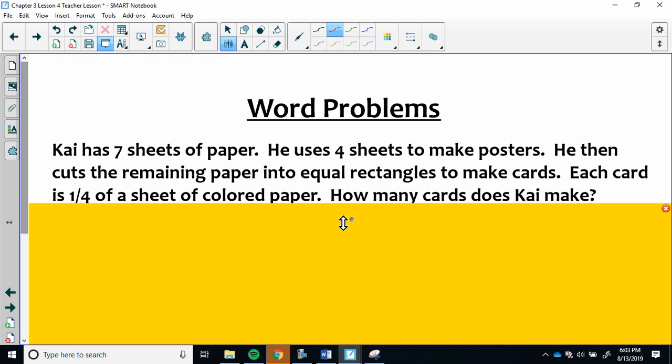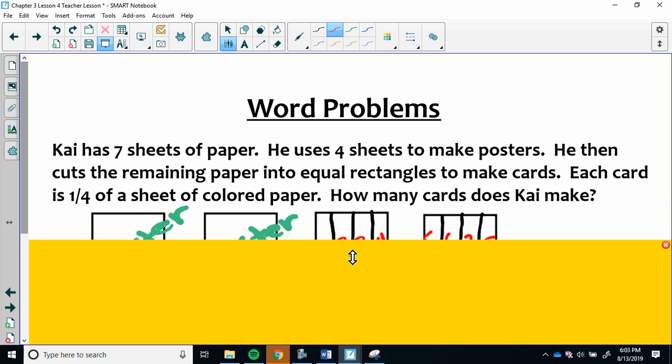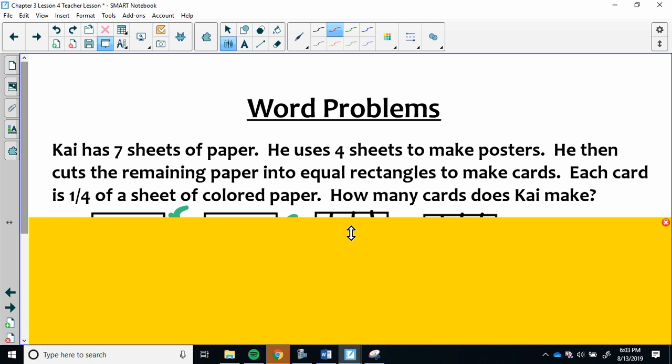Kai has 7 sheets of paper. He uses 4 sheets to make posters, and he cuts the remaining paper into equal rectangles to make cards. Each card is 1/4 a sheet of paper.